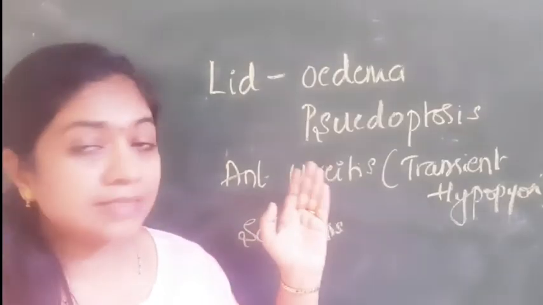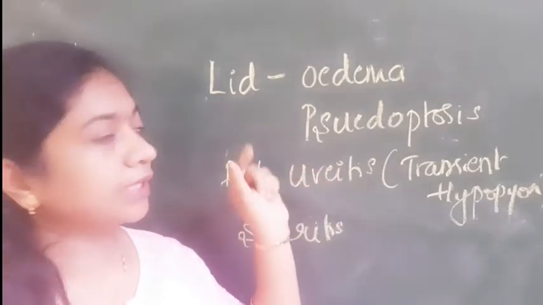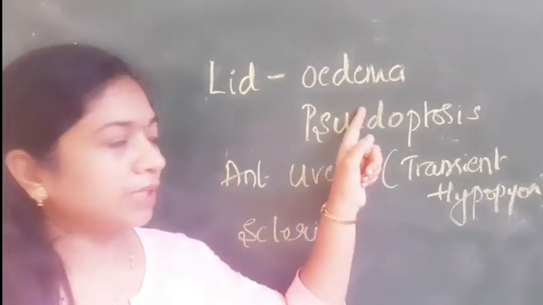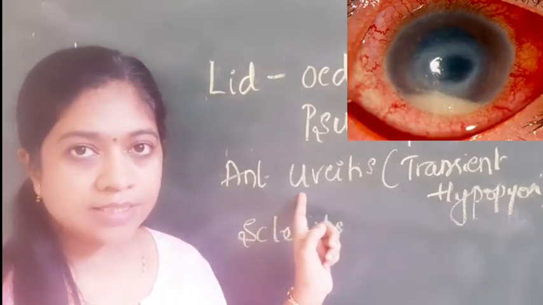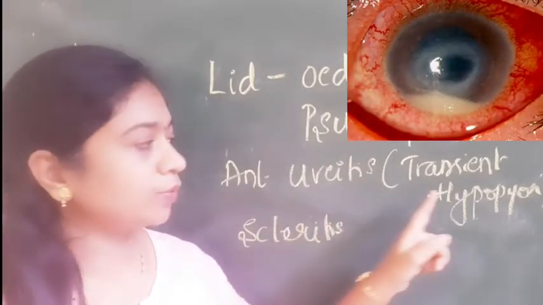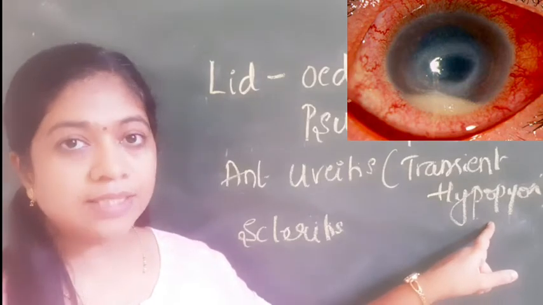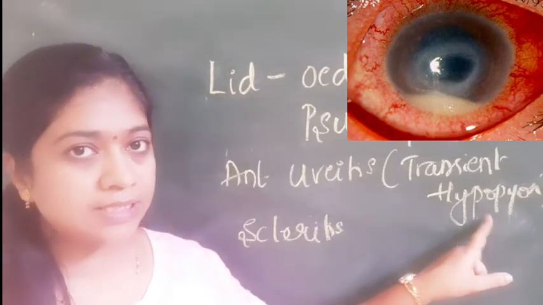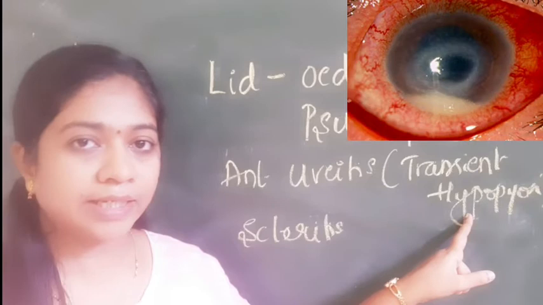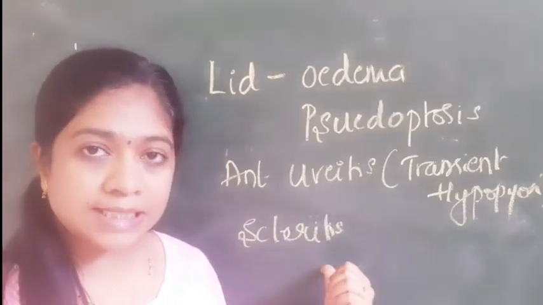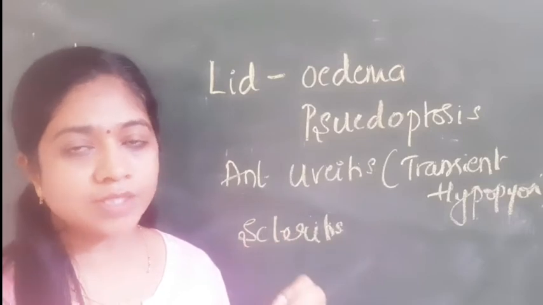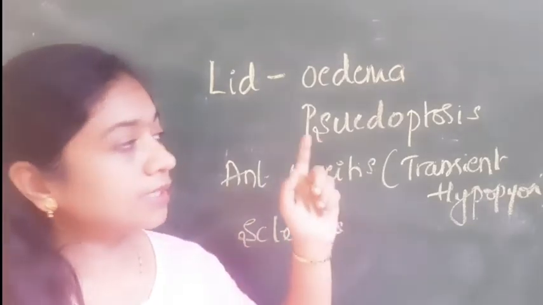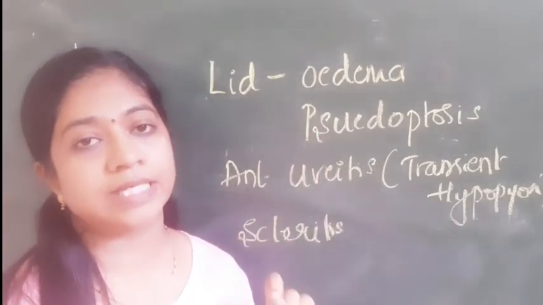When we see the other structures of the eye, like the lid, in acanthamoeba keratitis, there can be lid edema, there can be pseudoptosis formation, and it can lead to anterior uveitis, that is iritis, and the anterior uveitis leading to transient hypopyon formation. That is, depending upon the exacerbation of the disease, a hypopyon will appear and again it can disappear. And there can be scleritis, which can be anterior or posterior scleritis, or it can even be diffuse or nodular scleritis. So these are the other signs which you will see when you examine the patient.